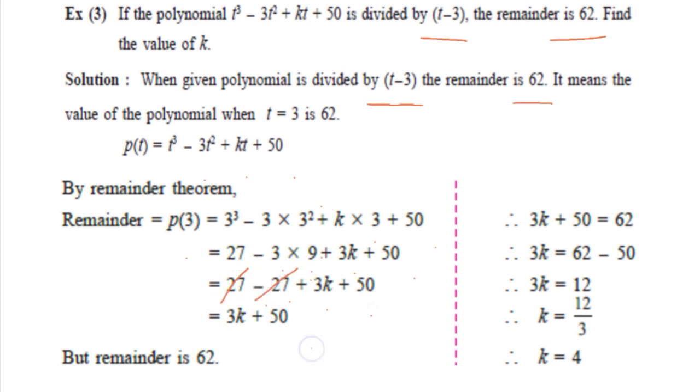the remainder is given, it's 62. Remainder is 62, therefore 3k plus 50 is equal to 62. 3k is equal to 62 minus 50, means 3k is equal to 12. k is equal to 12 upon 3, and the value of k is 4, since 3 fours are 12. Value of k is 4.